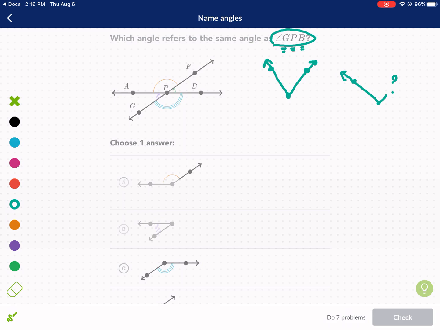Now, in an unambiguous situation, let's say we only have an angle here, and we call this DEF because we have 3 points. And let's put some arrows there just to make it look cool. We could actually call this angle E also. So you can either use 3 points, or you can use 1 point when it's not ambiguous which points you're using. I'm going to get into that in a second. So which angle refers to the same angle as GPB?